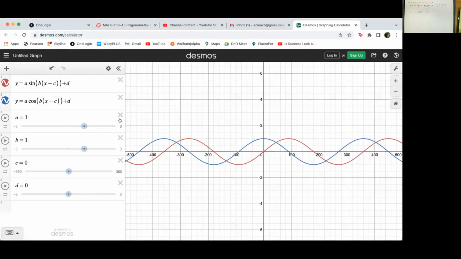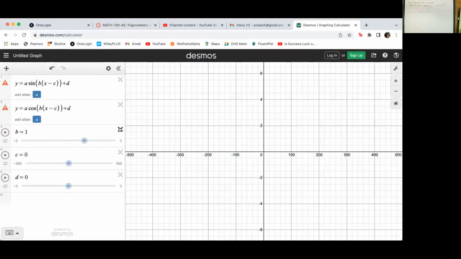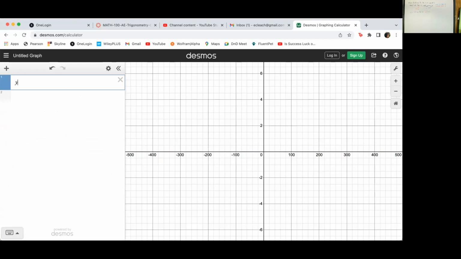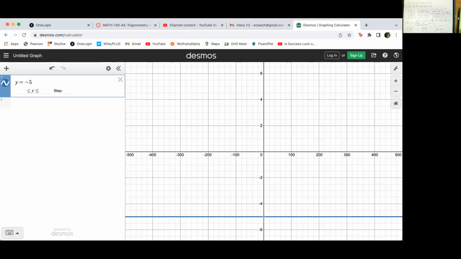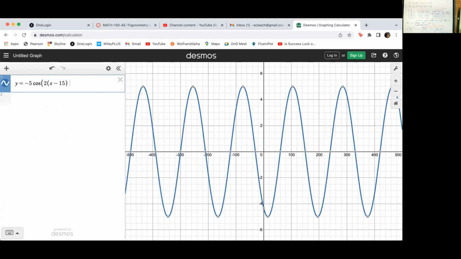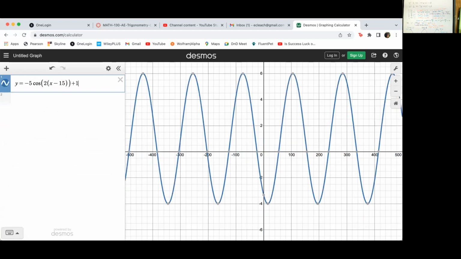Of course, I didn't have the right graphs programmed in. Oh, I could have used that. So let's graph our original. Our original function said y equals -5 times the cosine of 2 times (x minus 15) plus 1.